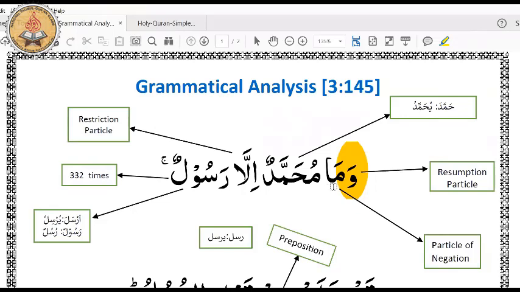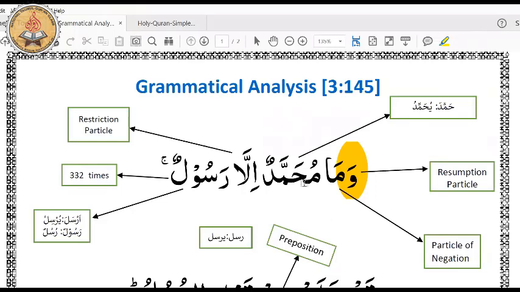And as you can see here, the ma is a particle of negation. We covered in previous lessons that there are multiple particles or words for negation. One is ma, the second is la, and also laysa. So ma means not, a particle of negation, a negating word, in other words.